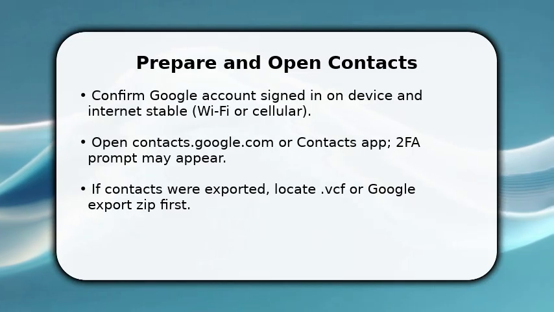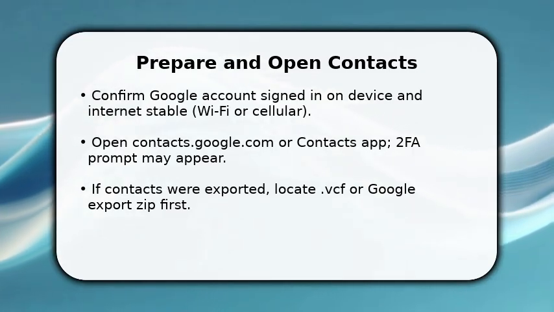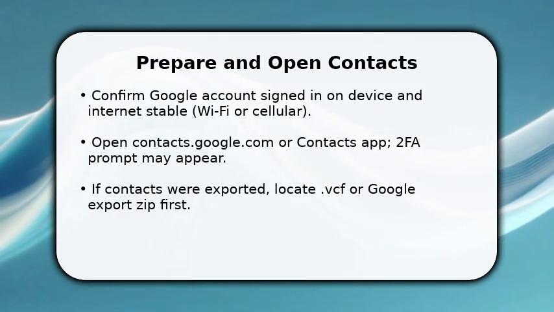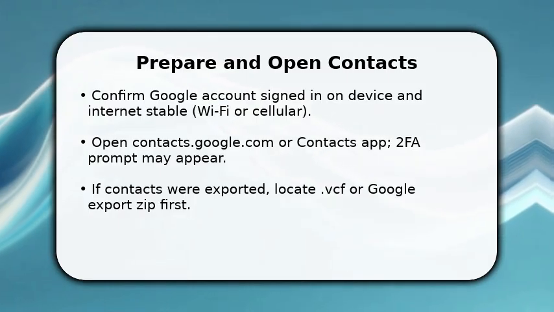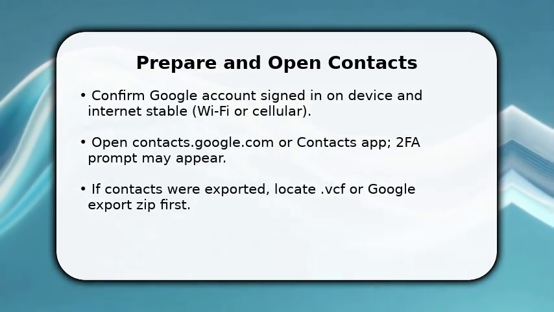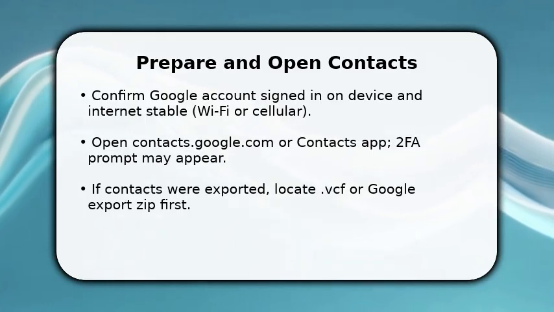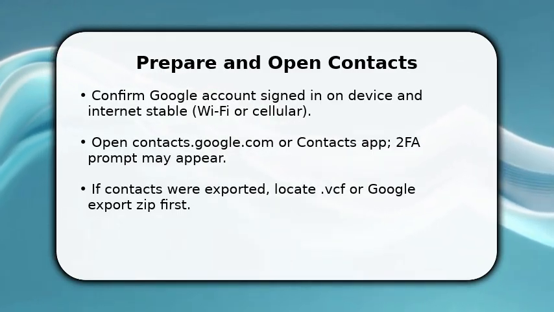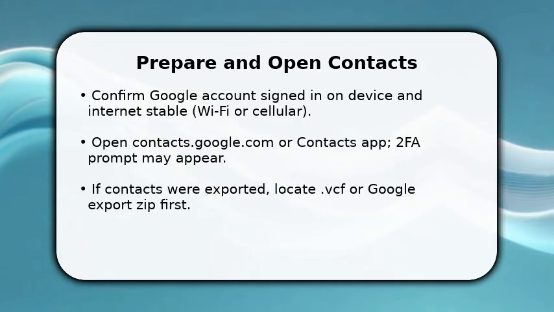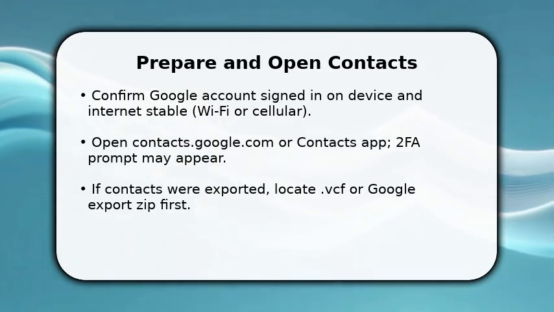Enjoy the video. You're signed into the correct Google account and online. Let's start. Open contacts.google.com in a browser or the Contacts app on your phone. Once done, make sure two-factor prompts are cleared so restore options appear. If you exported previously, have the VCF or Google Export zip ready in Downloads.